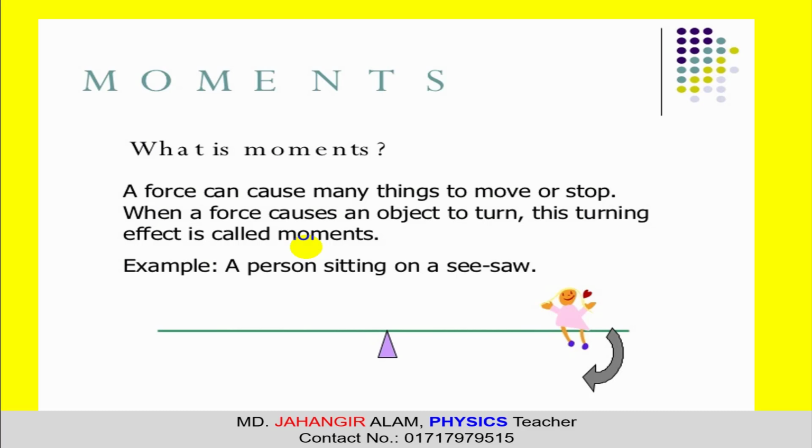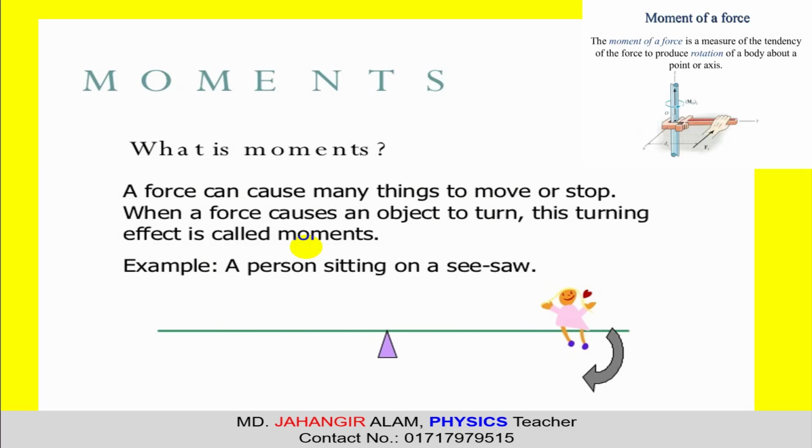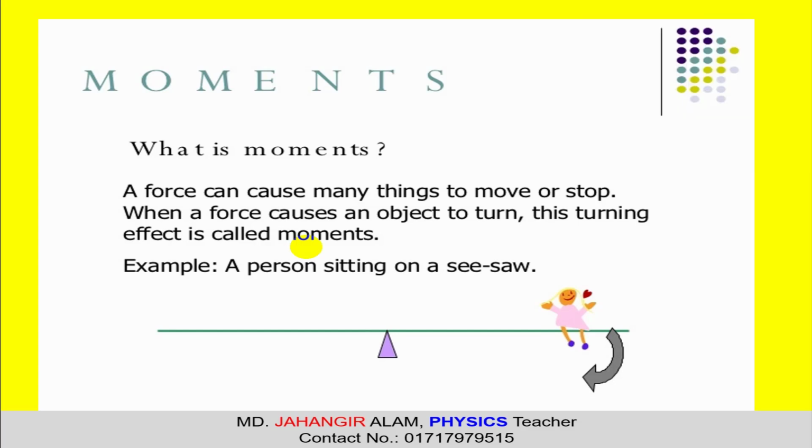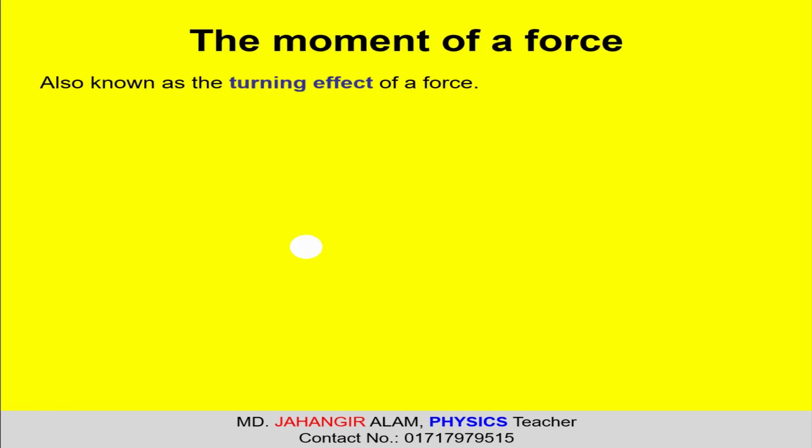We know a force can cause things to move or stop. That means a force has the ability to change an object's state of motion, direction of motion, or shape and size. There is another role of force. When a force causes an object to turn, this turning effect is called a moment. For example, a person sitting on a seesaw can turn the object. The moment of a force is also known as the turning effect of force.